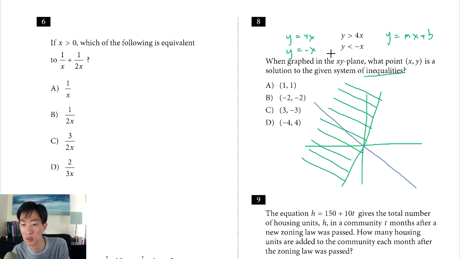And since it says y is less than, we're going to go down. So the solution set is going to be in this zone. Now that automatically tells you that any point is going to be to the left of the origin, so the x-coordinate has to be negative. Automatically we're going to eliminate choice A and choice C.